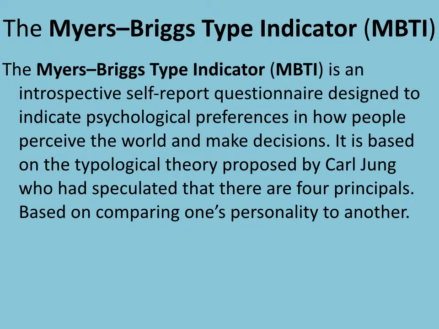Now, the Myers-Briggs is made up by Carl Jung. It's about introspective self-report questions designed to indicate psychological preferences on how people perceive the world. So it looks at how you interpret things and how you process new information.